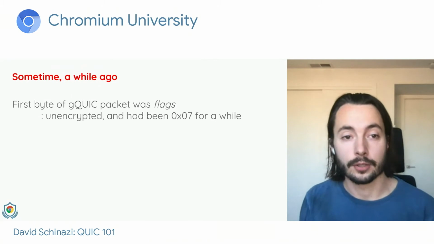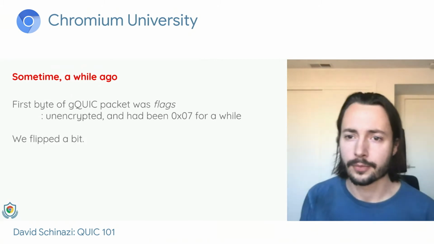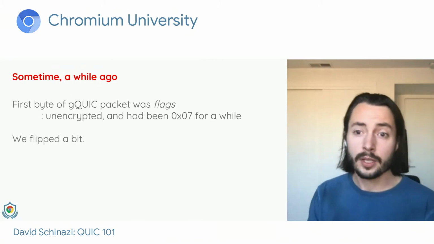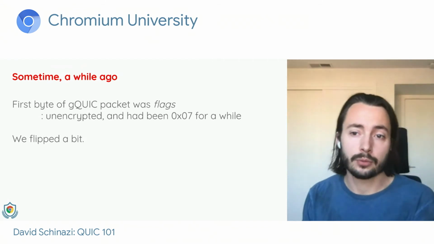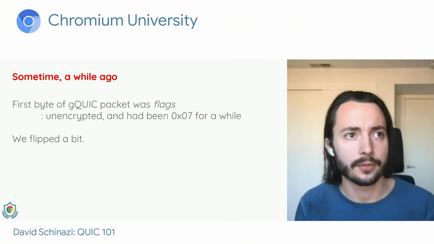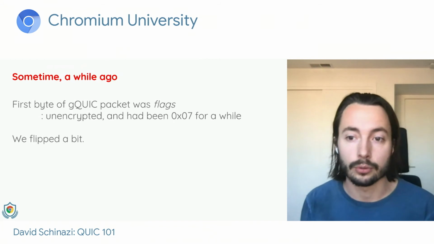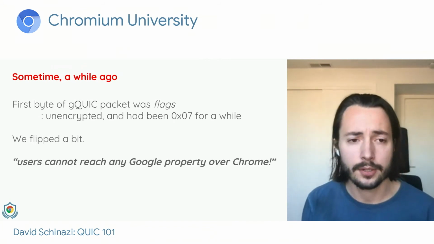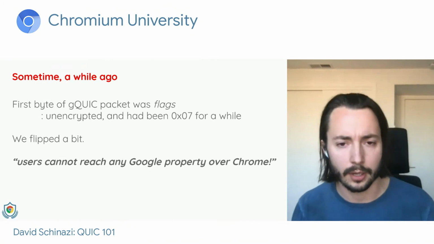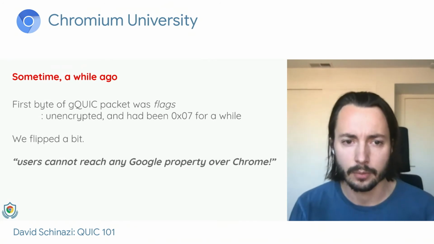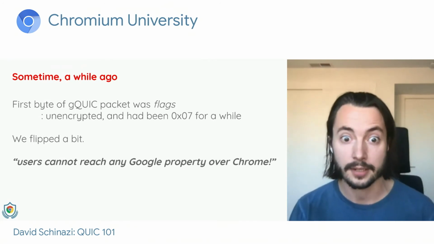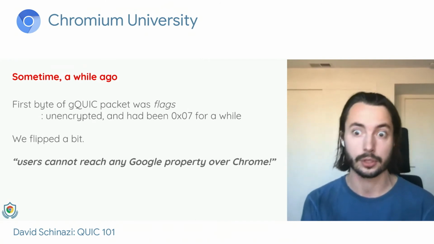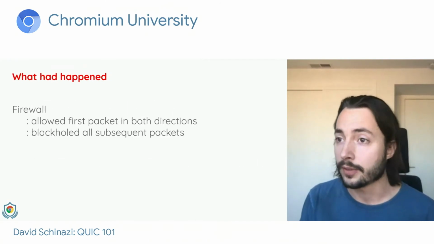Some middle box vendor looked at Wireshark. Well, actually, backing up, we actually flipped one of those bits. We said, oh, this one's free. We need it to communicate some information to the server. Let's use this other bit. And then the packet had something different. And we started getting reports from vendors that, wait, our enterprise users can't access Google at all using Chrome, which is really bad. So we investigated.